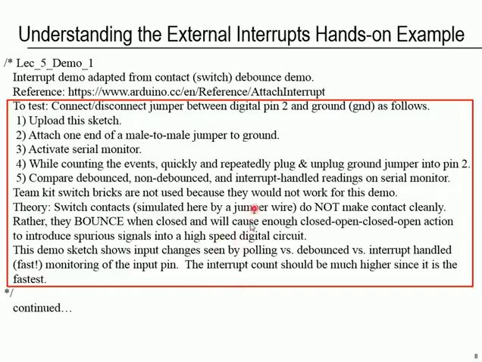Next, let's understand how external interrupts are handled. This is the hands-on example that you'll be doing in class very soon, Lecture 5, Demo 1. What you do is connect and disconnect a jumper between digital pin 2 and ground. This goes through the details of uploading the sketch, connecting one side to ground, activating the serial monitor. Remember, this is done through the menu, Tools option. Then, physically, the person plugging and unplugging the jumper should count the events, how many times they plugged and unplugged. Then, the system will print out on the serial monitor how many counts it saw: debounced, non-debounced, and interrupt handled. These numbers should be different. The one that should show the highest count should be the one that was handled by the interrupt, because the interrupt handling is the fastest, and it would be less likely to miss any counts.